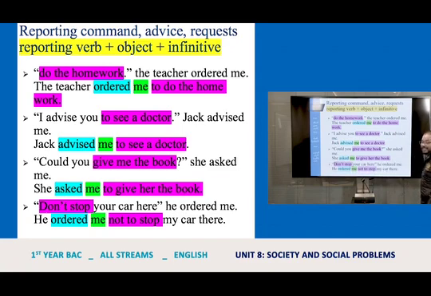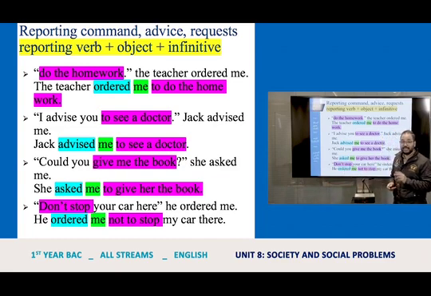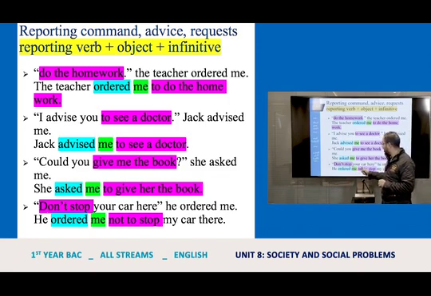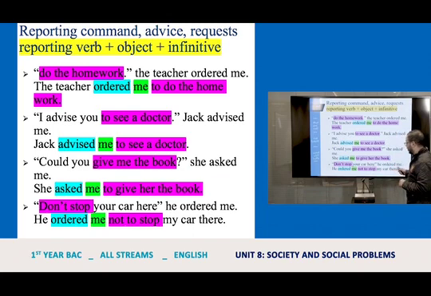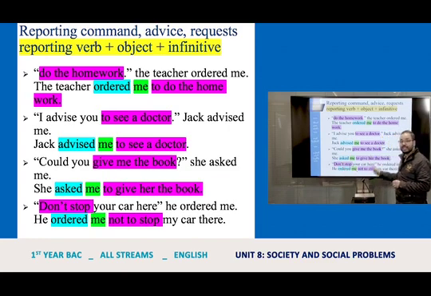The last example is negative. Okay, so negative has another way of doing it. "Don't stop your car here." He ordered me not to. It's not "to not." Okay, if it's positive, for example, "Stop your car," he ordered me to stop my car. But if it's negative, "Don't stop," he ordered me not to stop my car there. Here "here" becomes "there" and "don't" becomes "not to." Pay attention to this.